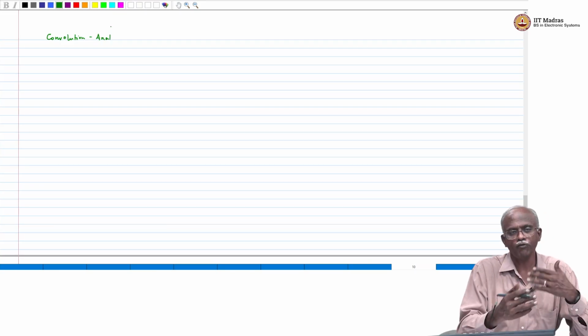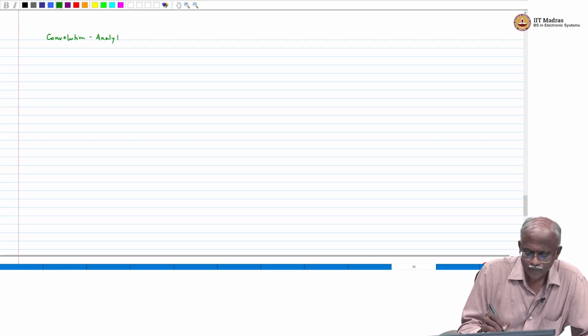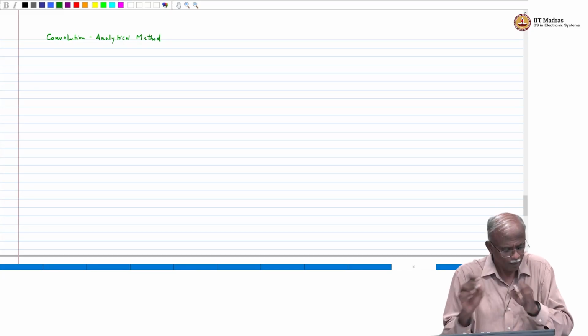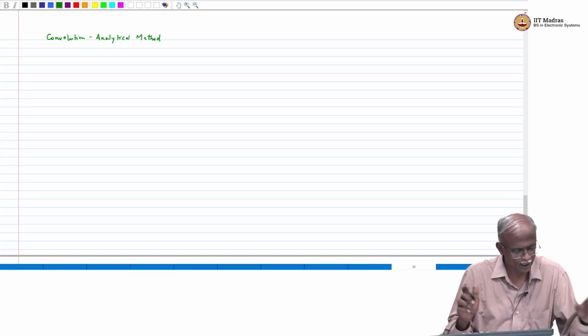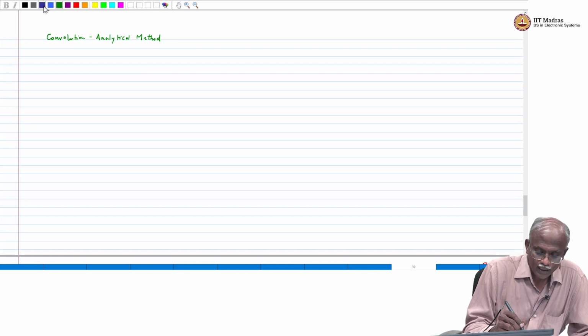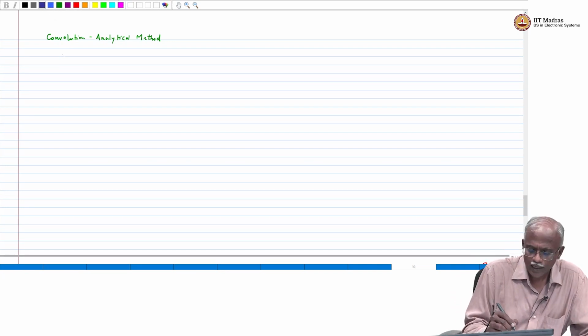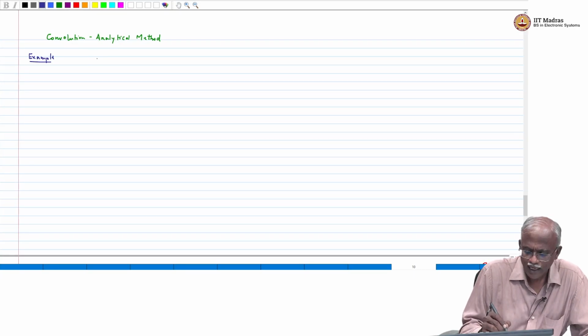Analytical method means using the formulae. So again, very simple, but you must be very careful not to make a mistake, because you must apply the concepts very, very carefully. So here again, let's look at an interesting sequence. We'll look at two examples. This is the first example.